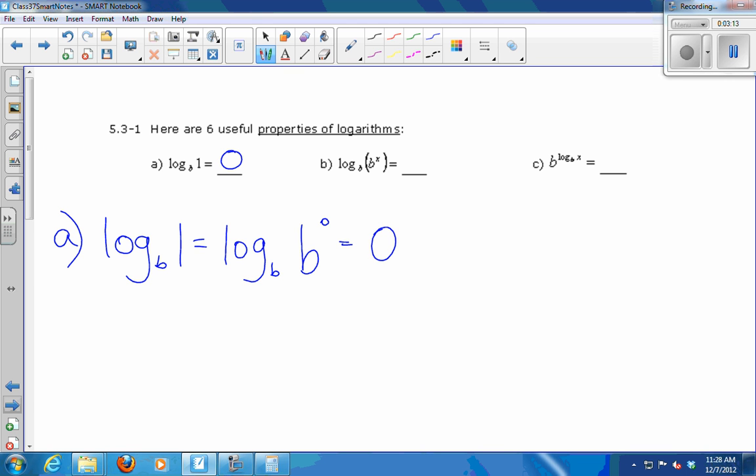All right, now part B here. Log base b of b to the x. It's x, right? The bases already match. I have b and b, just lift off the exponent. Once the bases match, you just lift off.